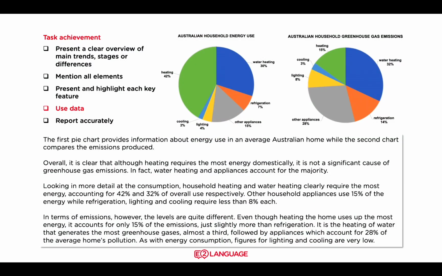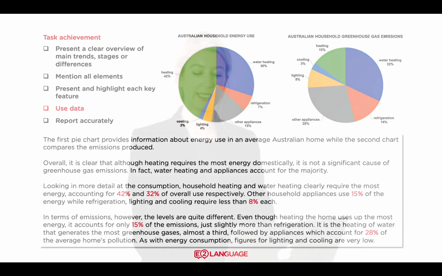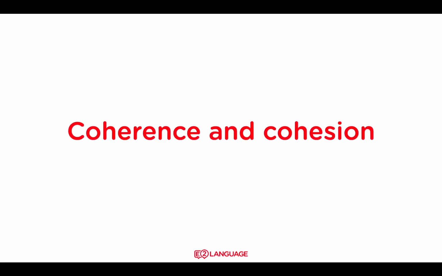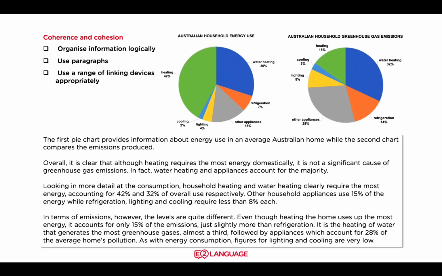I've described them and I've highlighted them, and I've included data, which is my next dot point in task achievement. The examiner looks for those specific numbers, this kind of stuff: 42%, 32%, 15%, 8%, 15 and 28. You must include that in order to score 7 and up. Last one, have I reported accurately? Yes, I have. So onto coherence and cohesion now, linking and flow. Is it organised logically? Have I used paragraphs? Yes and yes in both cases.